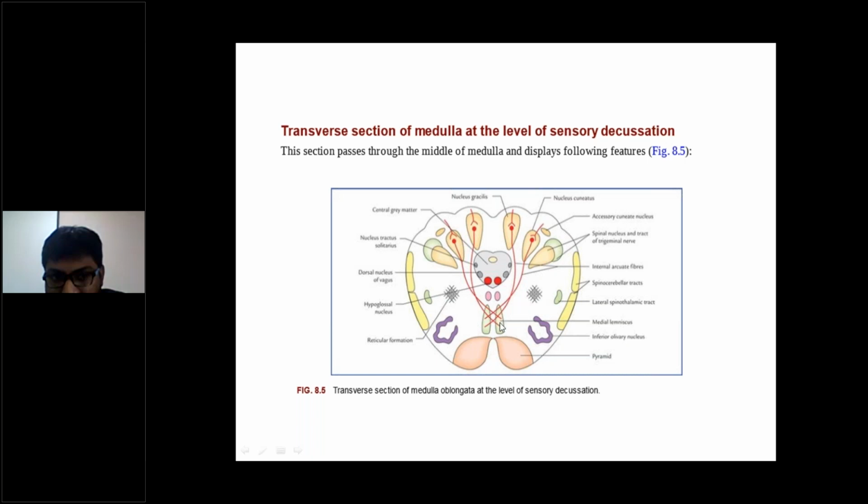See here, this is the medial lemniscus. Remember, this is the medial lemniscus. Okay. See, transverse section: sensory decussation, NTS (nucleus tractus solitarius), face, dorsal nucleus of vagus, hypoglossal nucleus. Hypoglossal is medial; 9 and 10 are lateral. Nucleus gracilis, nucleus cuneatus, spinal nucleus and tract of trigeminal. Everything will be asked in the examination.